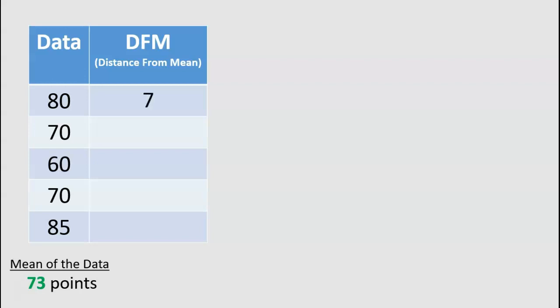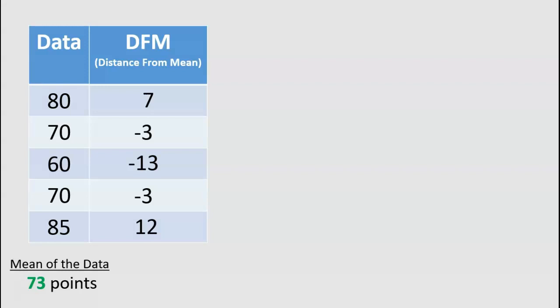So I'll put a 7 here in its distance from the mean. 70 is 3 points below the mean of 73. So I'll put a -3 here. It's 3 points under the mean. 60 is 13 points below the mean, so it'll get a -13. 70, once again, is 3 points below the mean. And 85 is 12 points higher than the mean of 73, so I'll put a 12 in the column here.